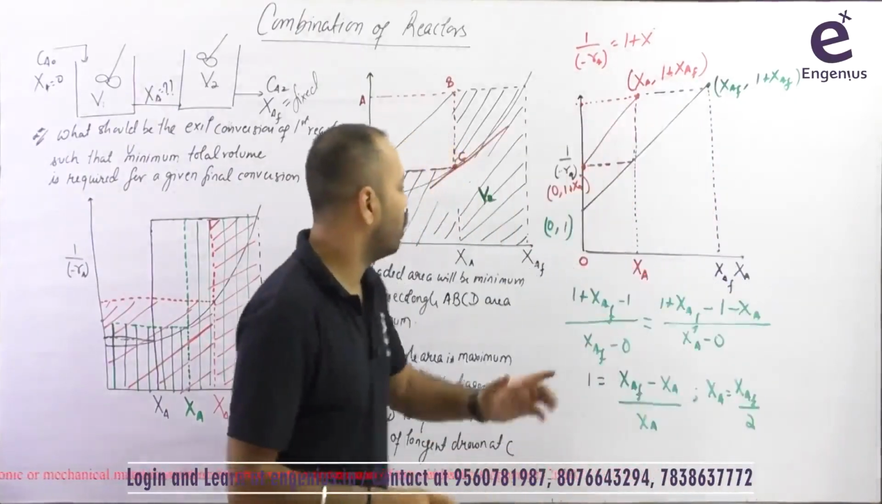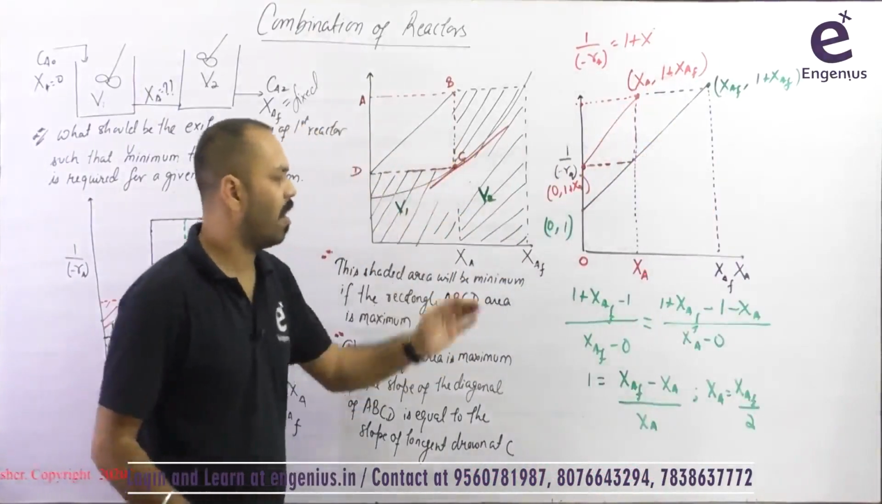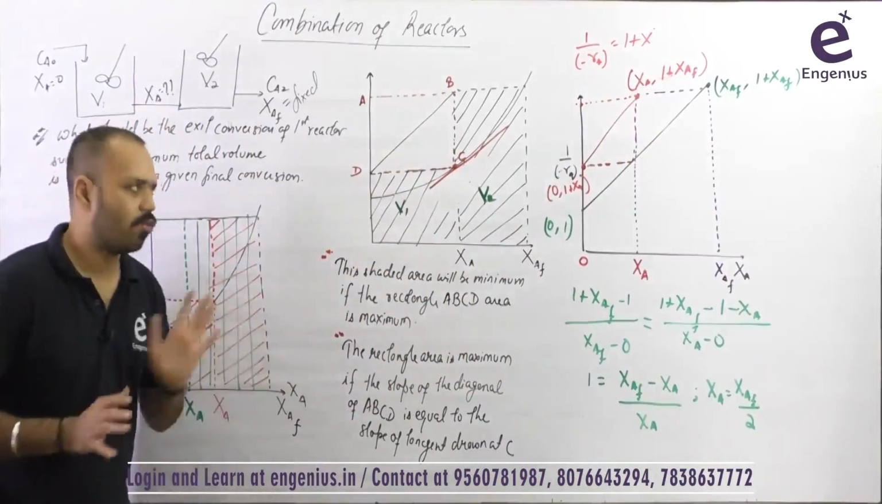The concept says that the slope of this and the slope of this should be same. I just made them the same. I have used the basic geometry. Just remember this concept, right?